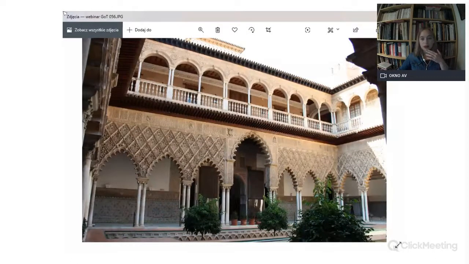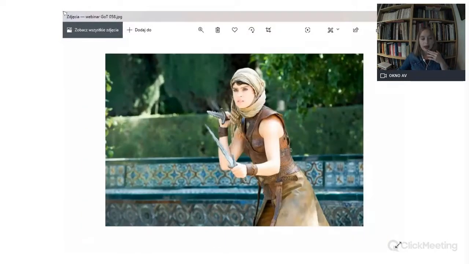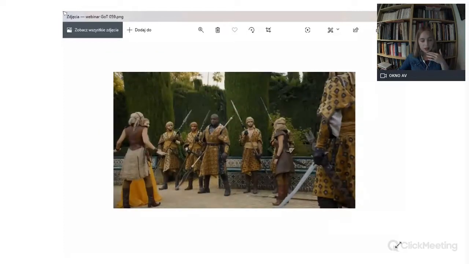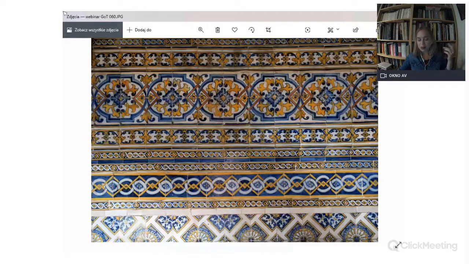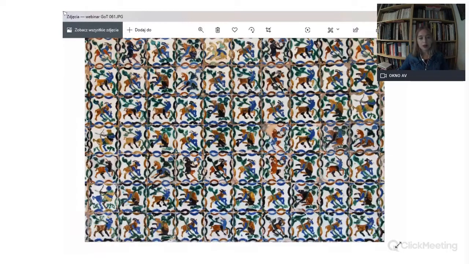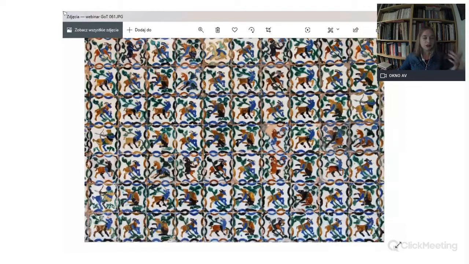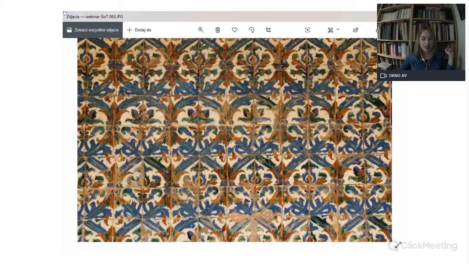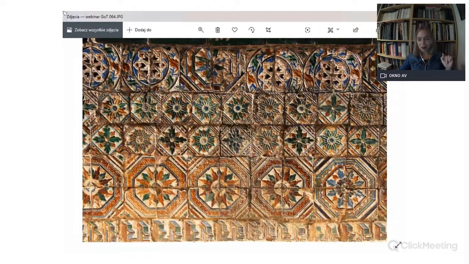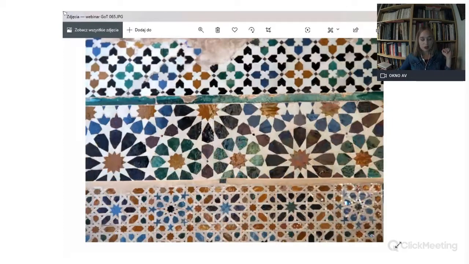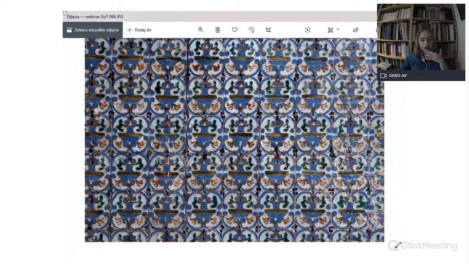A few more examples, those are from Seville. The lower part was created in Muslim times, the upper part in Christian times. Another element that brings Muslim architecture to our minds are those ceramic elements. Those are some more examples from Spanish palaces. Those are from the 16th century, but it's a tradition that was the tradition from Muslim times. These are also from Spanish palaces, but from Christian times, and a few more from Muslim times. They're usually geometric ones, symmetrical, very complicated, and based on very precise mathematical, geometrical design.